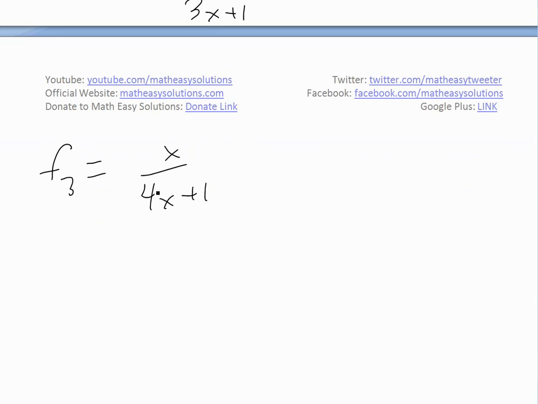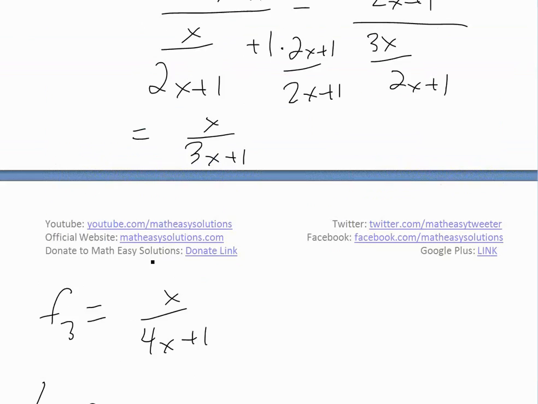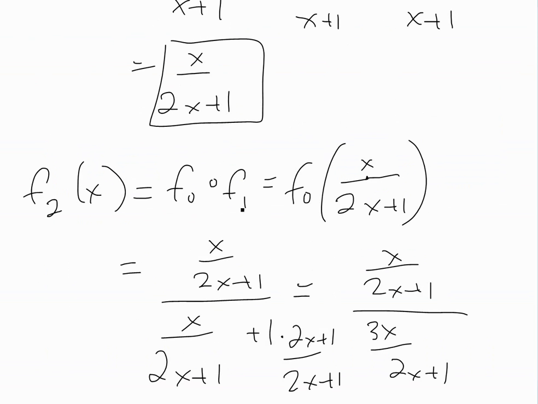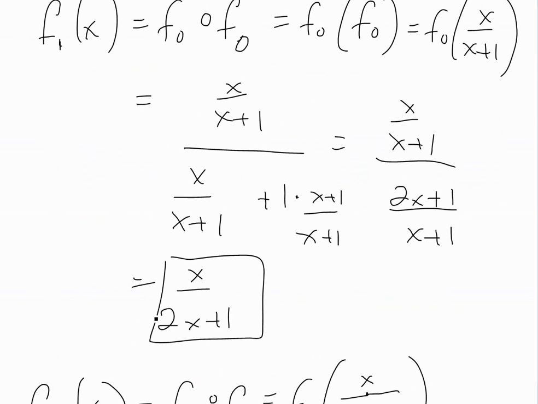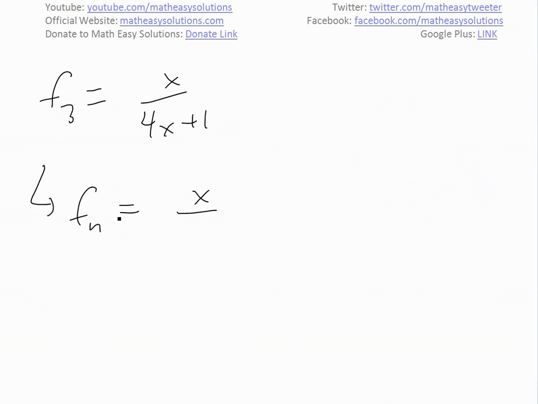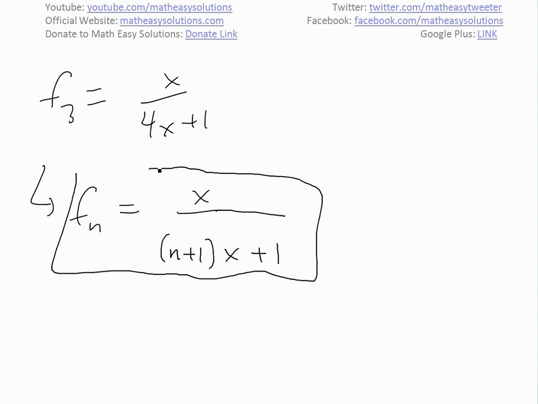So as you can see here, we can guess that our f of n function is equal to x divided by something. Now this one is always going to be greater than whatever this n is. So if this is 3, this is 4. If this is 2, this was 3. If this was 1, this was 2 right there. So then we guess that if this is f of n, then we're going to have an n plus 1, so whatever this is plus 1, times x plus 1 here. And if it's f of 0, this is going to be a 0, it will just be x divided by x plus 1. So this is what we guess that our formula is.